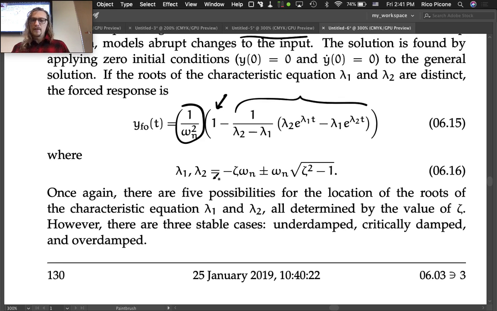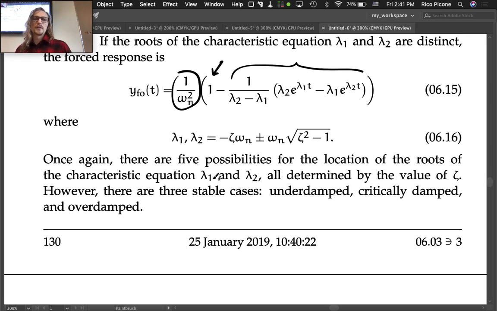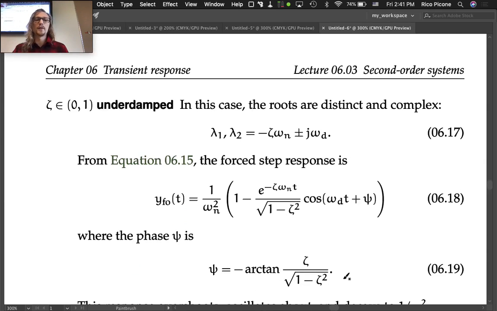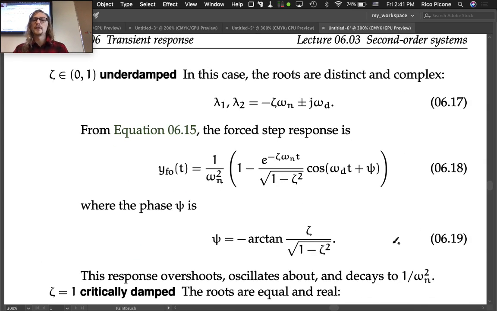Once again, there are 5 possibilities for the location of the roots of the characteristic equation. Lambda 1 and lambda 2 are all determined by the value of zeta. However, there are 3 stable cases, and we're going to focus on those: underdamped, critically damped, and overdamped. Same 3 that we looked at before. Well, we looked at 5 before, but we'll look at only 3 now.